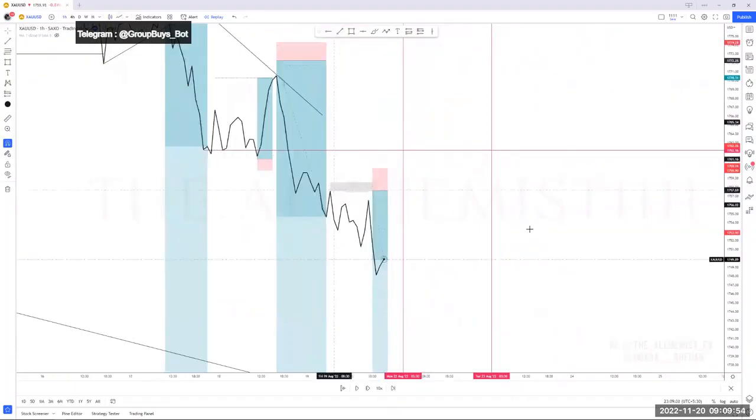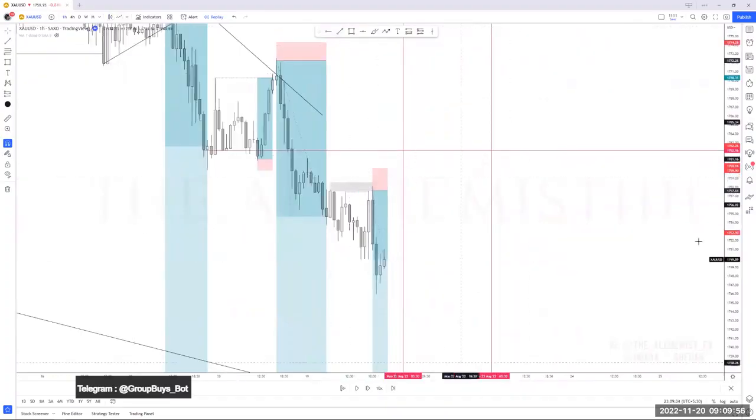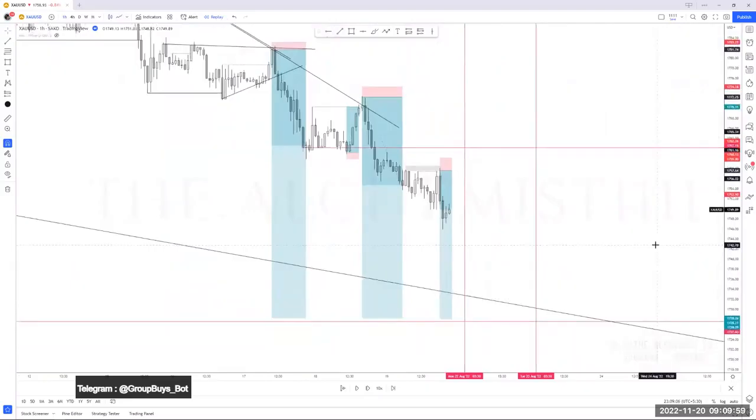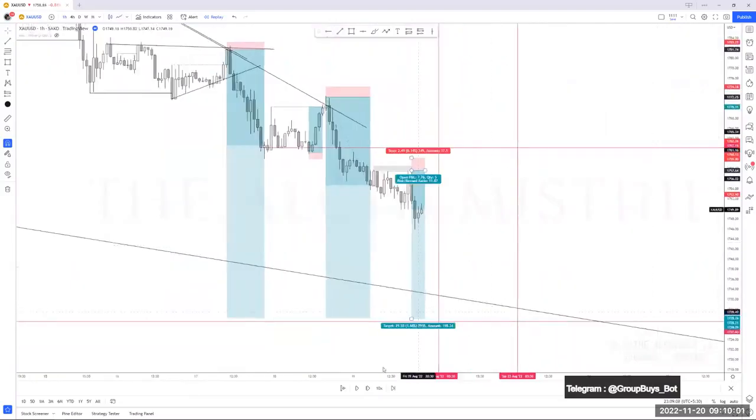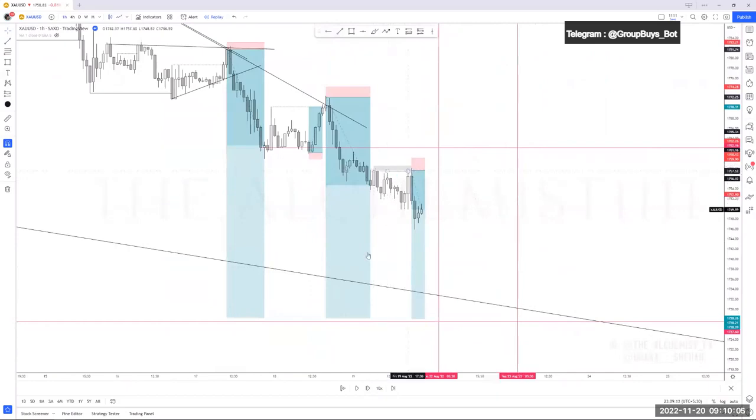Into this resistance over here. Okay, London high taken out into this resistance and then it trapped. So now, since you have the understanding of smart money concepts, that's better actually, because it makes it stronger.